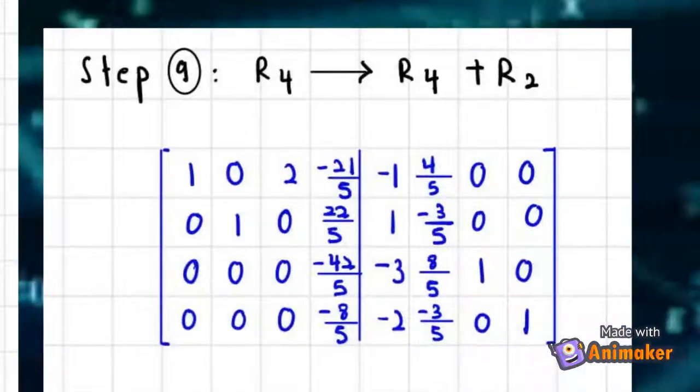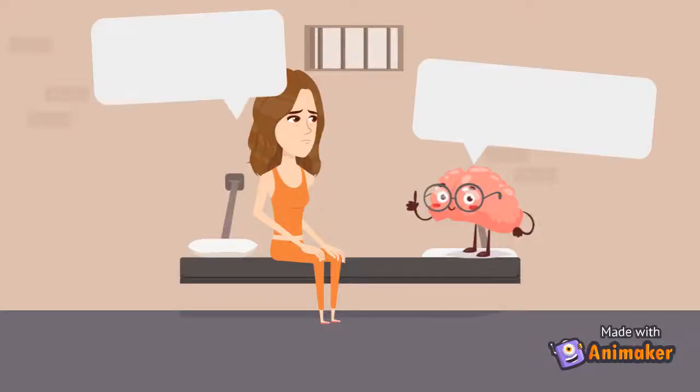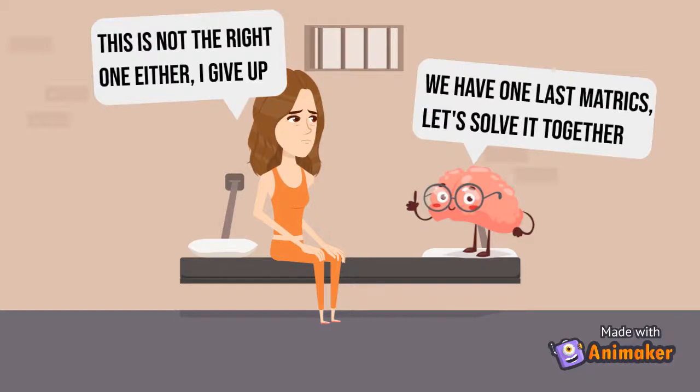Since the element in row 3, column 3 equals 0, interchange rows with the first non-zero element in column 3. However, there are no non-zero entries in column 3. Therefore, the inverse matrix does not exist. This is not the right one either, I give up. We have one last matrix, let's solve it together.